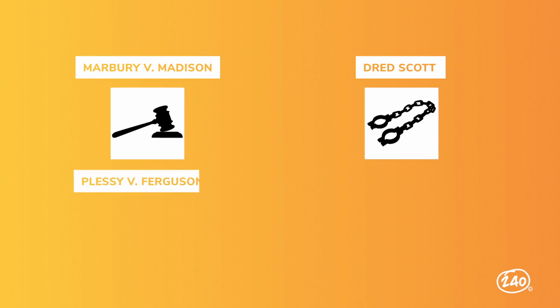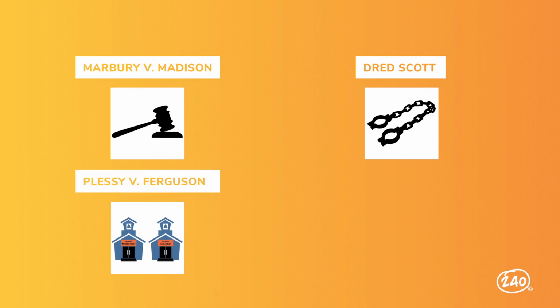The third is Plessy v. Ferguson, which said that segregation in schools is allowed and constitutional as long as the 2 schools are separate but equal. So the main takeaway is Plessy v. Ferguson, separate but equal.